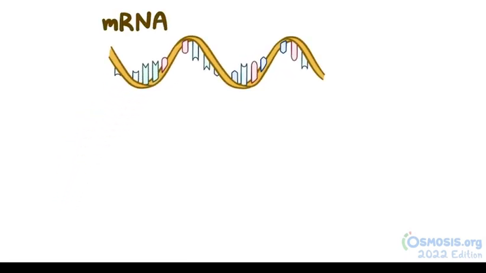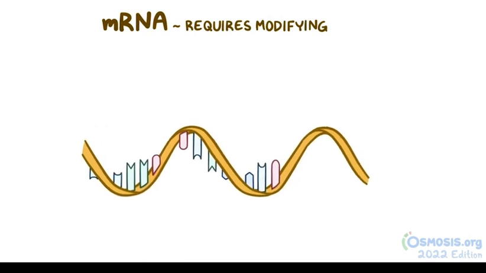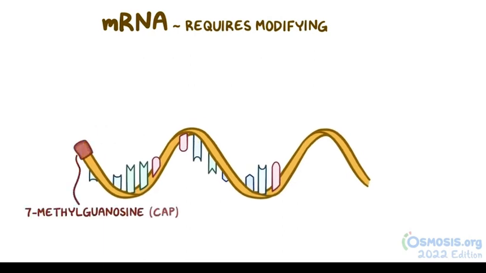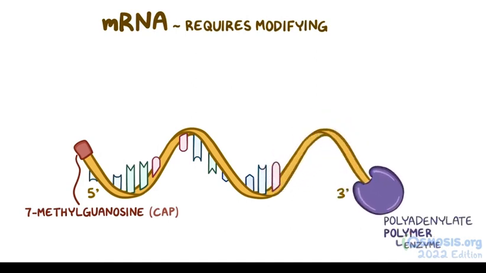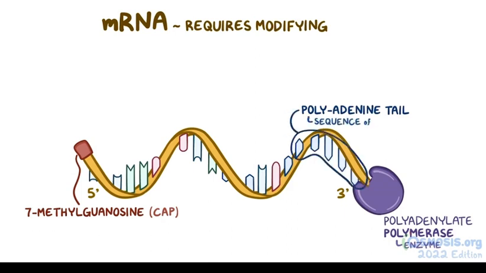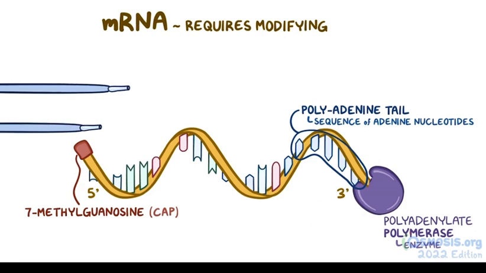But the mRNA is not done yet, and requires some modifying. For example, a 7-methylguanosine cap is added at the 5' end of RNA, and at its 3' end, the enzyme polyadenylate polymerase adds a polyadenine tail, meaning a long sequence of only adenine nucleotides. Think of these as those plastic bits on shoelace ends. Their purpose is to make the mRNA more sturdy.